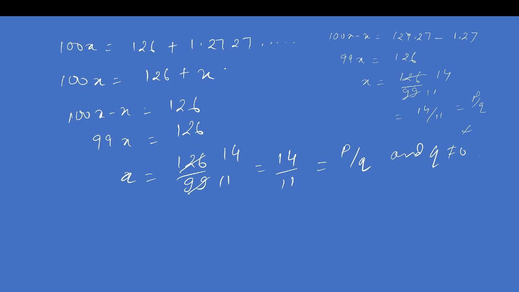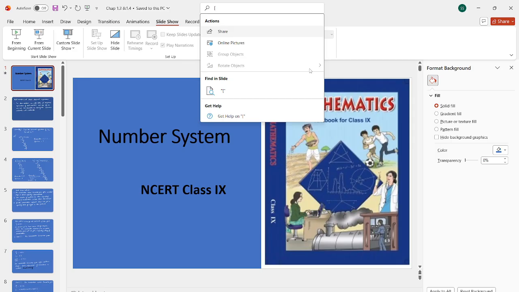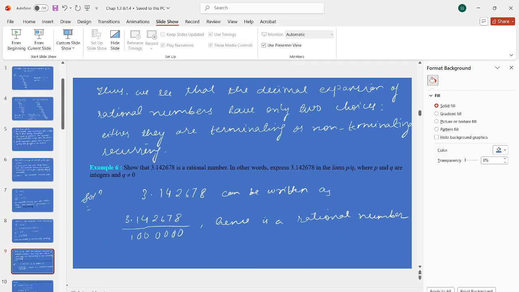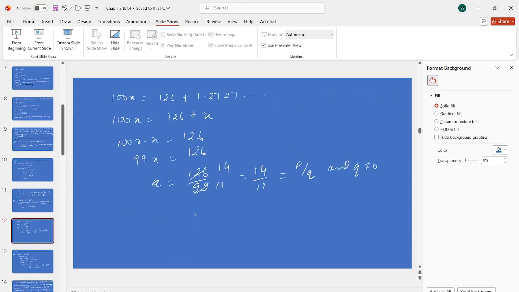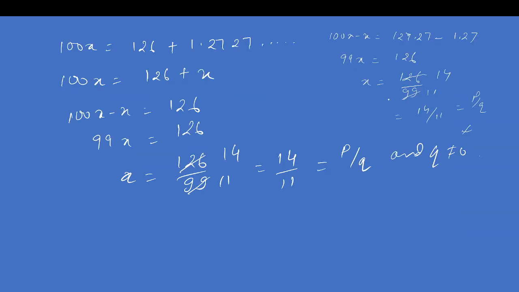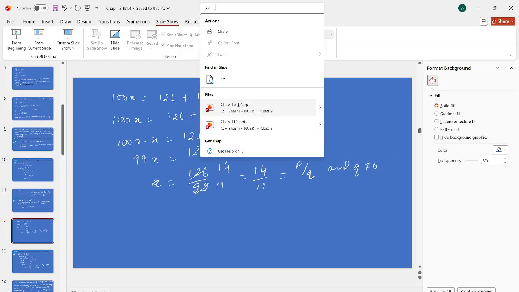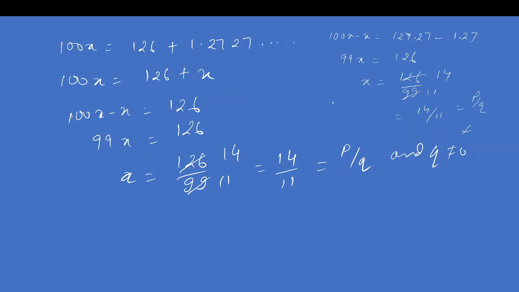For better understanding, you keep this method only. So what is happening? Subtract the first equation from the second equation and you will get the answer.